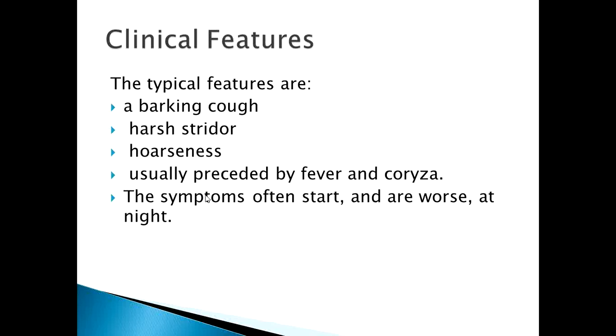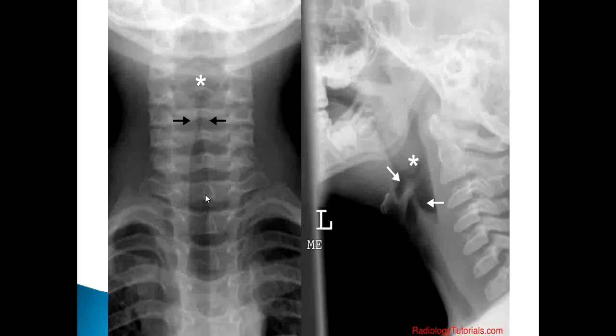And stridor is an inspiratory sound produced due to the narrowing of the upper airway. Sometimes you can hear it with the naked ear, without the use of a stethoscope, but most of the time you need a stethoscope and a silent room to auscultate for stridor. And symptoms are usually worse at night. This is the radiographic presentation of a child with croup. You can see the narrowing of the airway in the subglottic area, which is called the steeple sign, and the lateral view is shown as well.